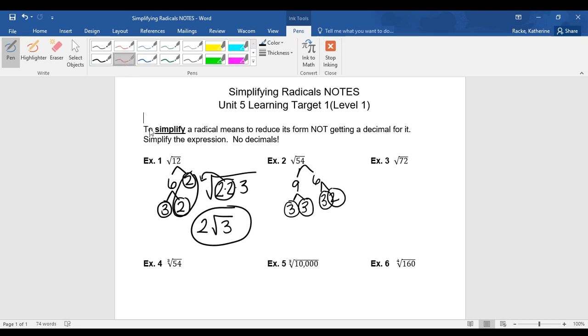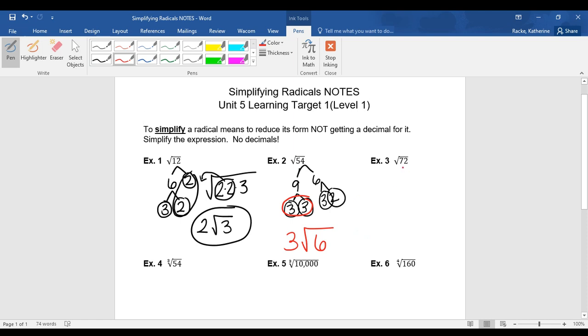Okay, you can see that I have a pair of 3s here. I know those are coming on the outside, and then I have 3 times 2 that would be left on the inside, and when you have 2 numbers left on the inside, you just multiply them together, so 3 times 2 would give you 6. 3 square root of 6.